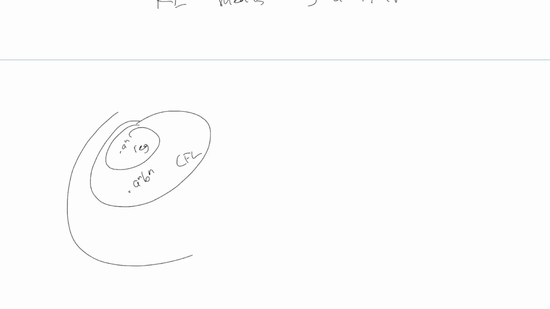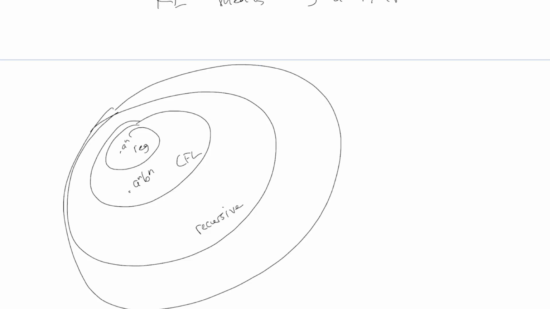This is regular languages, such as a to the n. There's the context-free languages, such as a to the n, b to the n, which is not regular, but it is context-free. And then we have the category of recursive languages. These are languages of a total Turing machine. So these are languages which you can generate by Turing machines which can never have infinite loops in them. And then we have the larger category of RE.